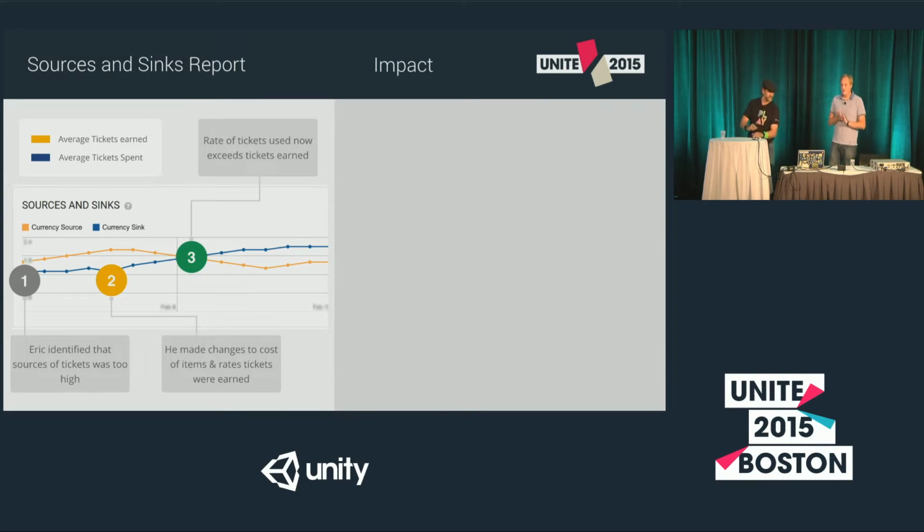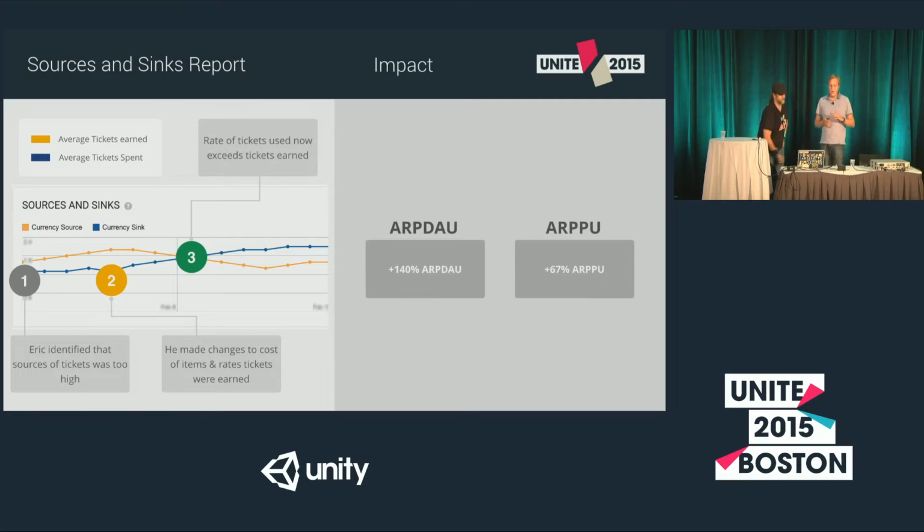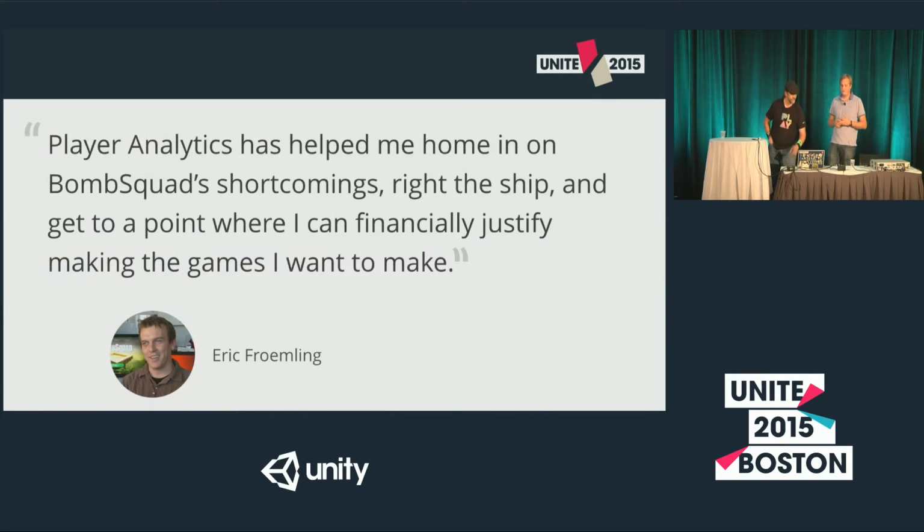So in Bomb Squad's case, the currency is tickets. We discovered that the game was giving away tickets at a higher rate than players could use them. With that information, Eric implemented changes that brought his economy back into balance. After he made those changes, the impact could be seen immediately in the Sources and Sinks report. After a few weeks, his revenue per daily active user more than doubled, and his revenue per paying user rose close to 70%. So in Eric's own words, player analytics has helped me to home in on Bomb Squad's shortcomings, right the ship, and get to a point where I can financially justify making the games I want to make.